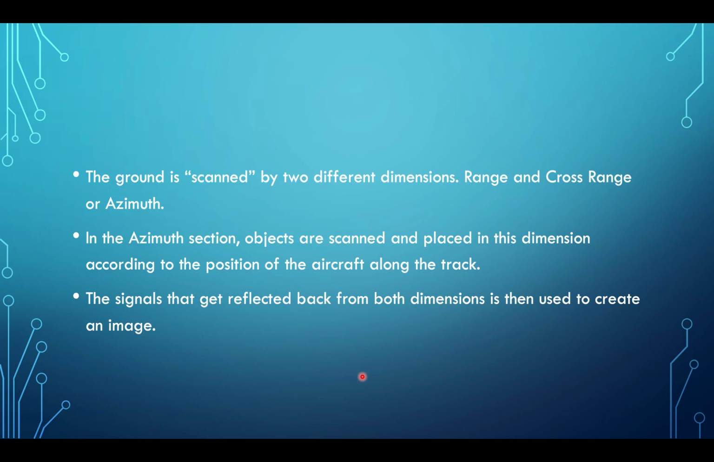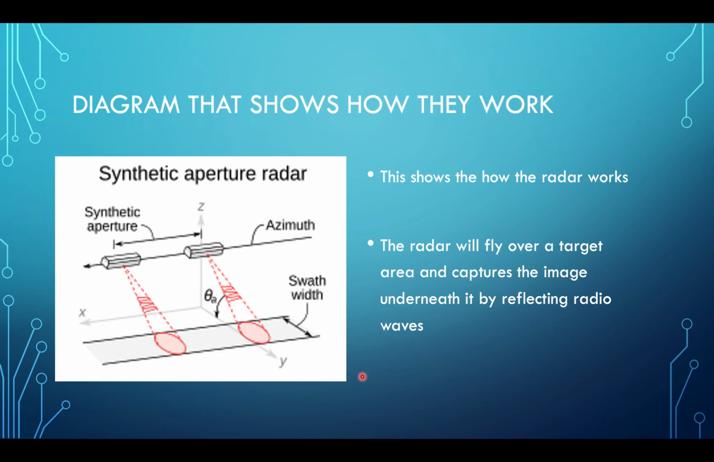So again, these signals get put back together, and that's how an image is formed. And this is just a small diagram to show you what I'm talking about. If this is the radar flying over a target area, it sends out radio waves and detects them back as it's flying over.